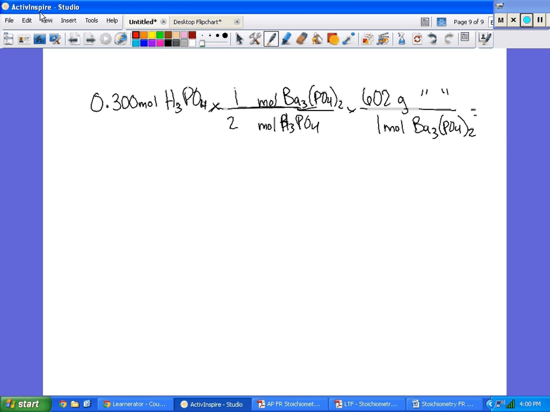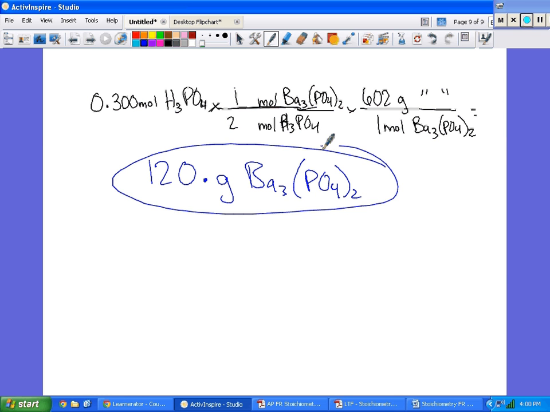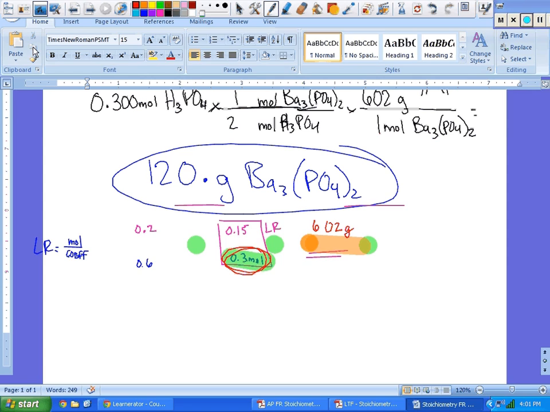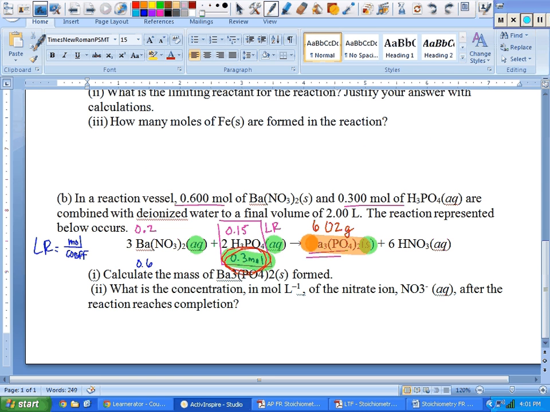If you've done this correctly, you should get 120 grams of barium phosphate. Did anybody calculate and get that right? Good job. What's wrong, Alex? I got 90.3. Alex, did you give me the wrong thing? Hang on. No, you're right. The answer is 90.3. Let me show you why I messed it up. I'm looking at the key, and let me show you what they did.